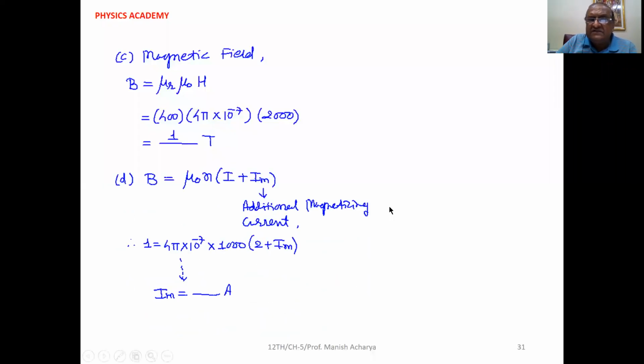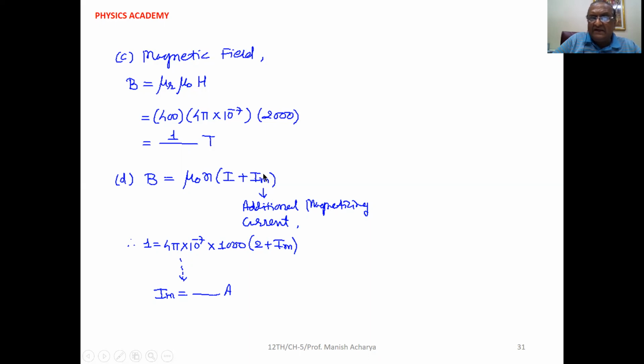Now see the last question, additional magnetizing current. Due to the sample placed inside the solenoid with relative permeability mu r, the resultant magnetic field B obtained is 1 Tesla. Now the fourth question, part D, is like this. If this sample is not placed inside the solenoid and you still want the resultant magnetic field of 1 Tesla, how much additional current do you have to pass through the solenoid? Inside the solenoid, the field is given by mu 0 N into I. Now we want this resultant field, so with this current I we will not get it. So how much additional current do we have to pass?